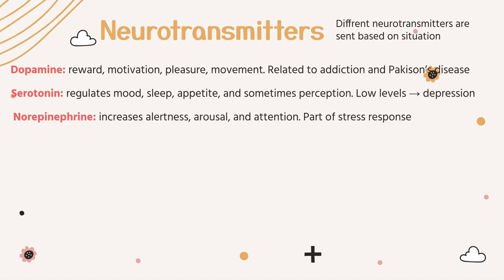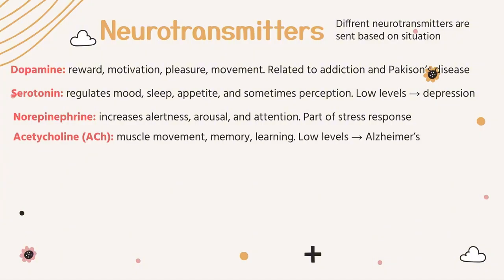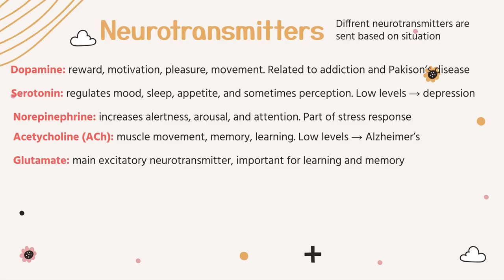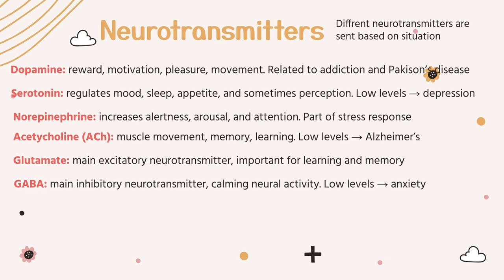Norepinephrine increases alertness, arousal, and attention. It's part of the stress response. Acetylcholine is involved in muscle movement, memory, and learning. Low levels of it lead to Alzheimer's. Glutamate is a main excitatory neurotransmitter. It's important for learning and memory. GABA is a main inhibitory neurotransmitter, calming neural activity. So low levels can lead to anxiety.